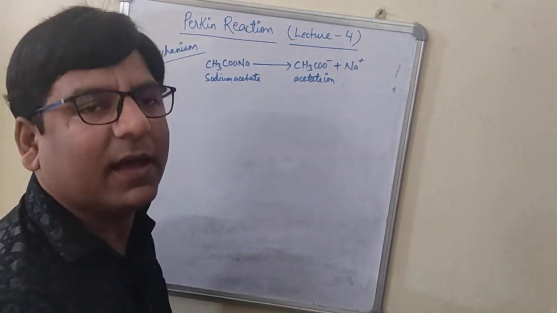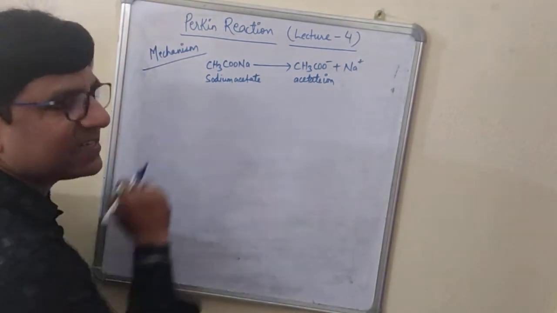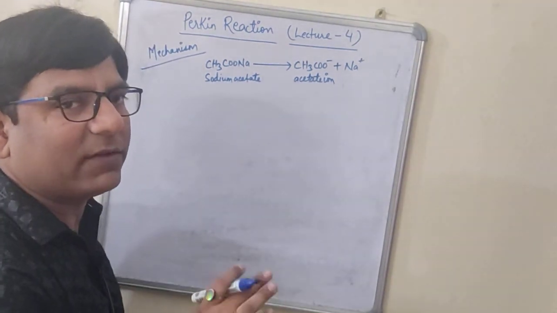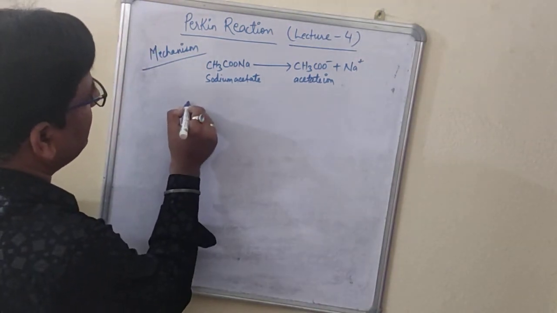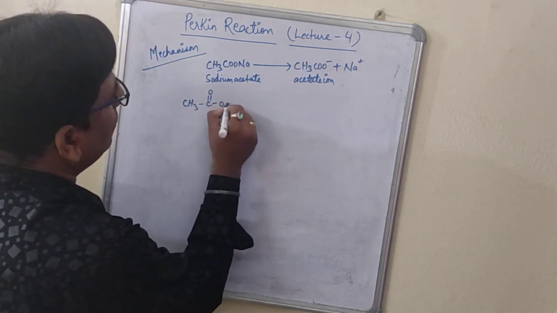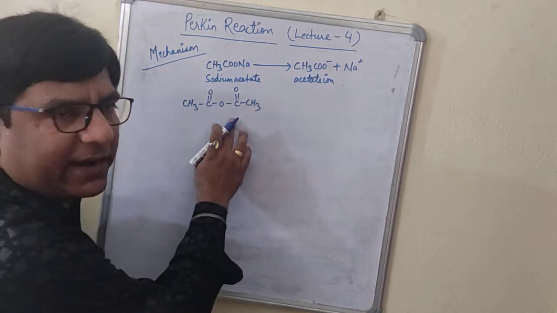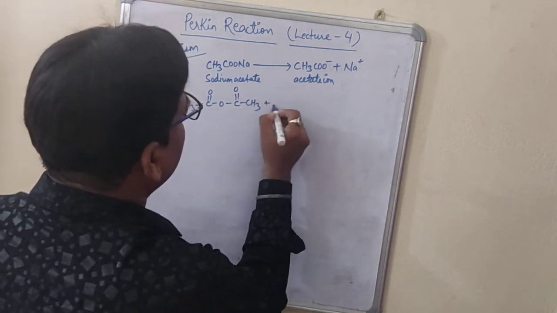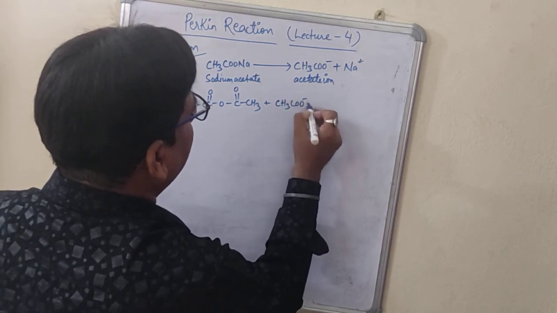Now this acetate ion will act as a base, and it will abstract the alpha hydrogen. From where will it abstract the alpha hydrogen? This acetate ion will react with the acid anhydride. Let us see that step. This is CH3COOCOCH3, the acid anhydride, students. It will react with this acetate ion, which is acting as a base here.